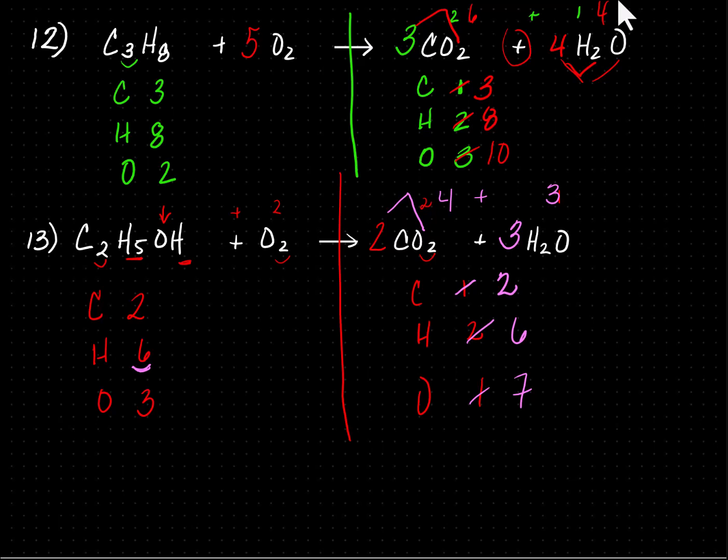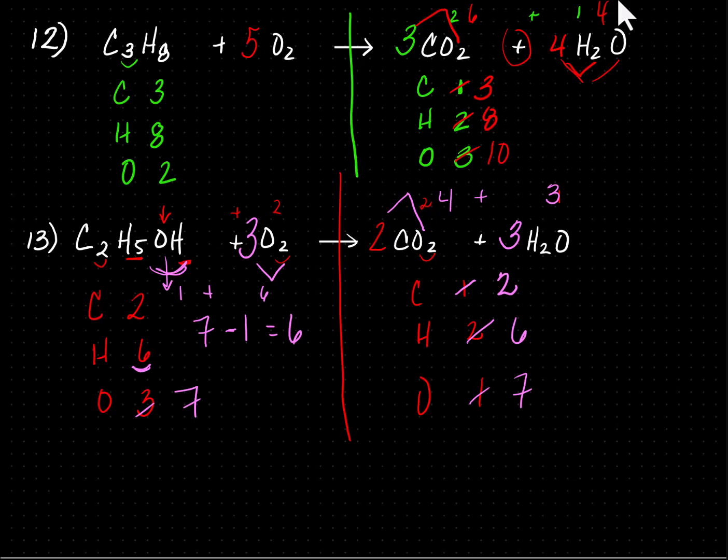I already have 1 from C2H5OH, which is ethanol. So I subtract 1, so I need 6 more. So I put a coefficient of 3. So if I recount, this is 3 times 2, which is 6, plus 1 from here. So that's a total of 7. So my coefficients are 1, 3, 2, 3.